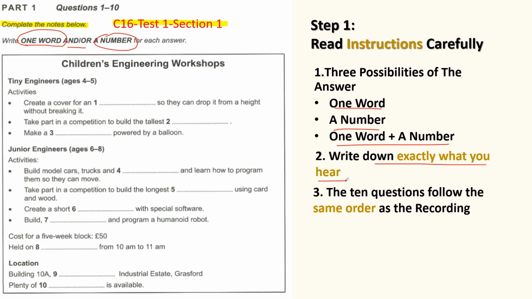The 10 questions follow the same order as the recording, meaning you will hear the answer to the first question first, followed by the second, and so on. There will be no out-of-order questions. Part 1 is the easiest part of the listening test, so we aim to score as high as possible, ideally full marks.